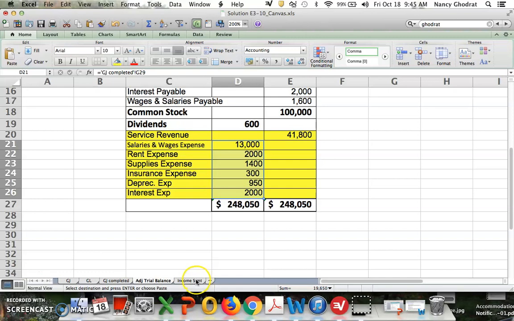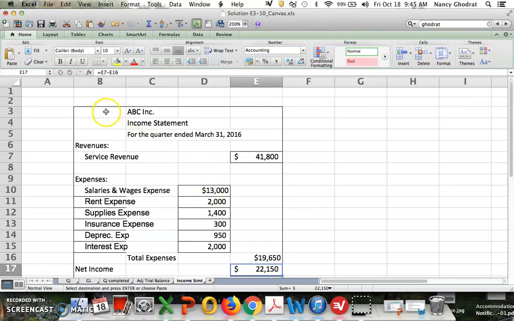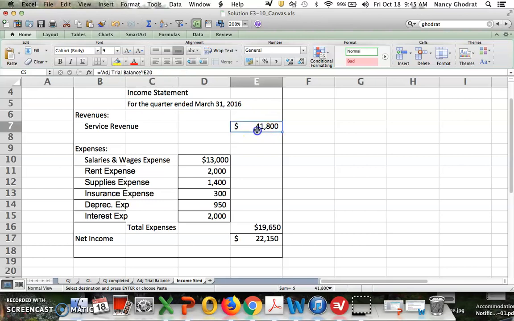So now we're going to move it to a report format: name of company, name of the statement, and what period of time these numbers are covering. This is for the quarter ended March 31st, and the numbers are coming from your adjusted trial balance. They had only one source of revenue, service revenue, and all the expenses, now adjusted. We add them together, and the difference between total revenue and total expenses is the net income in this case, because our revenues are higher.